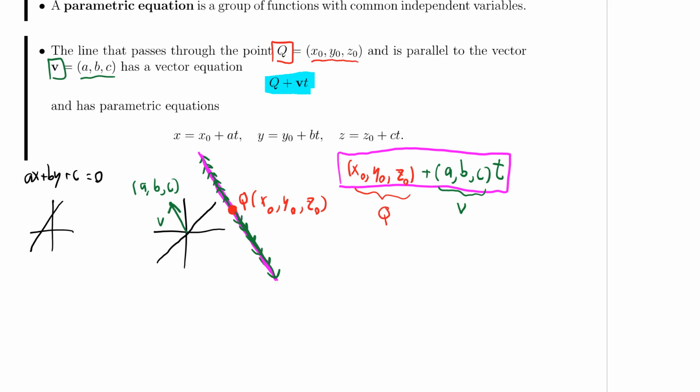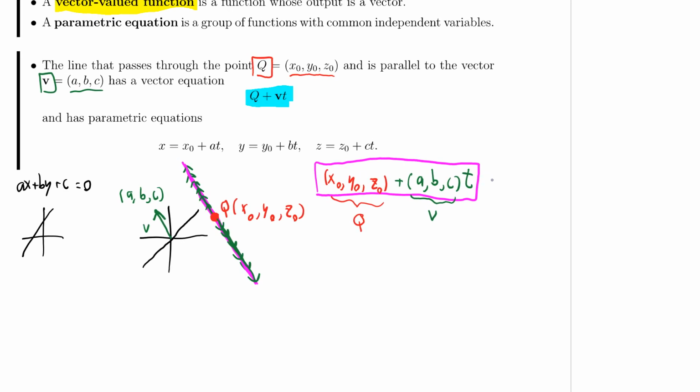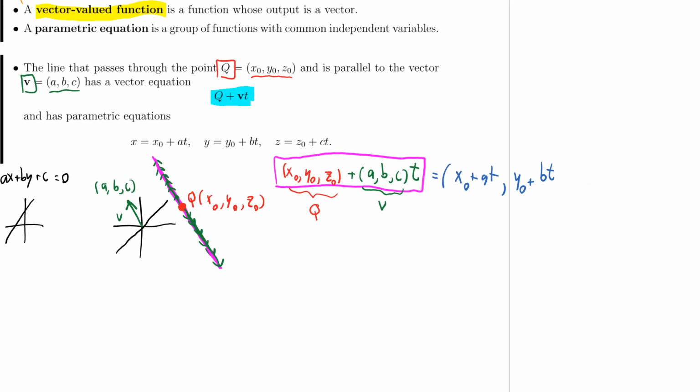So I look at the x coordinate, the y coordinate, and the z coordinate separately. If I were to do that, the x coordinate is going to be x0 plus at. The y coordinate is going to be y0 plus bt. And the z coordinate is going to be z0 plus ct. So this is the coordinate of the xyz point on my line, and this corresponds precisely to the parametric equation that I have here.